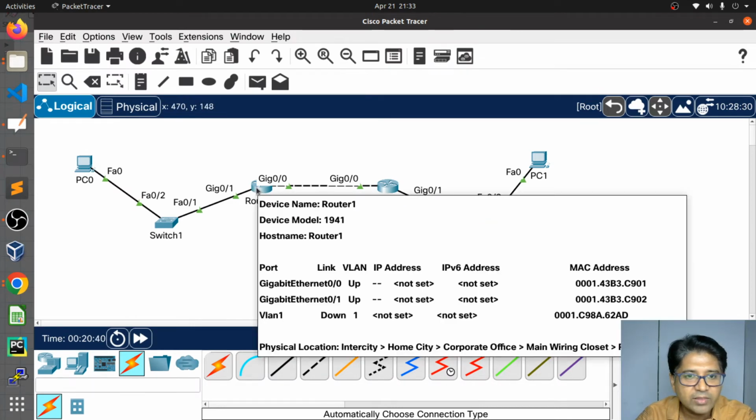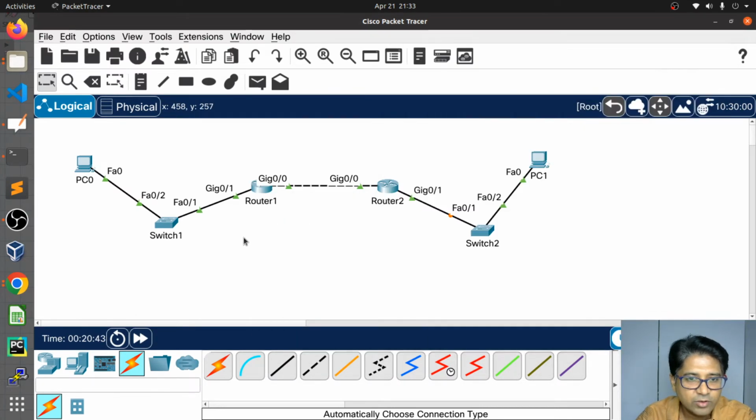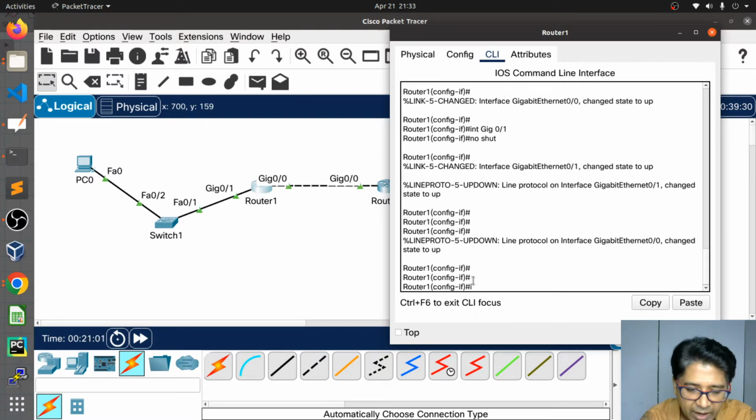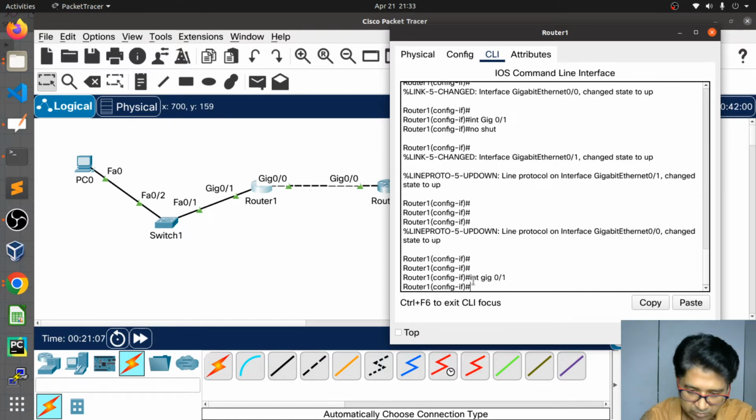Now let's configure the IP addresses of the interfaces. You have to remember, as per the IP addressing, this belongs to the LAN. So I will call this LAN 1 and this LAN 2. Tell me what will be the IP for gig 0/1? The IP will be the gateway of LAN 1, that will be 192.168.1.1. Agree, guys?